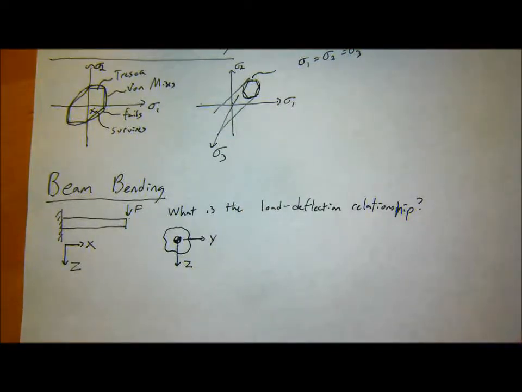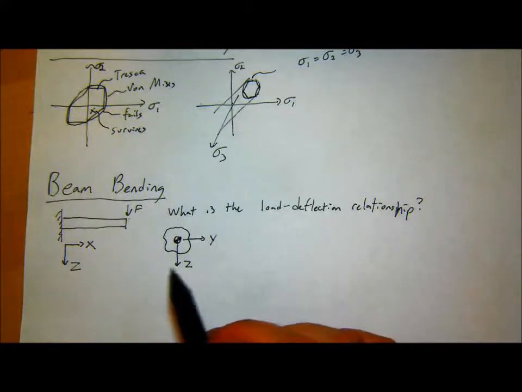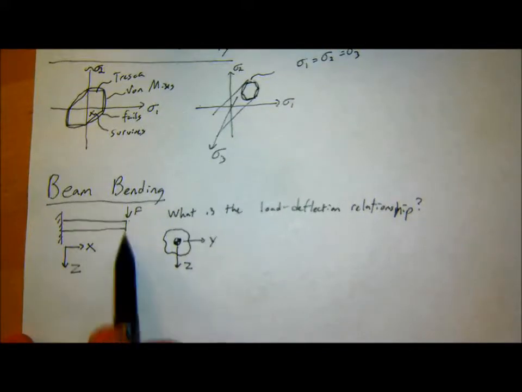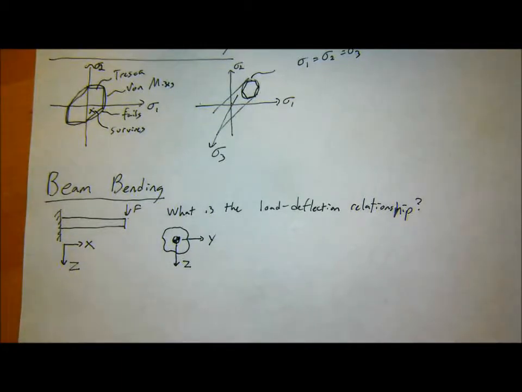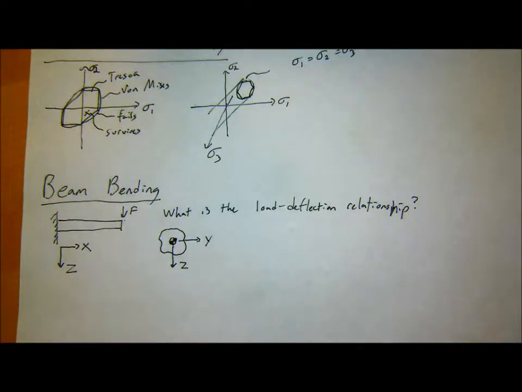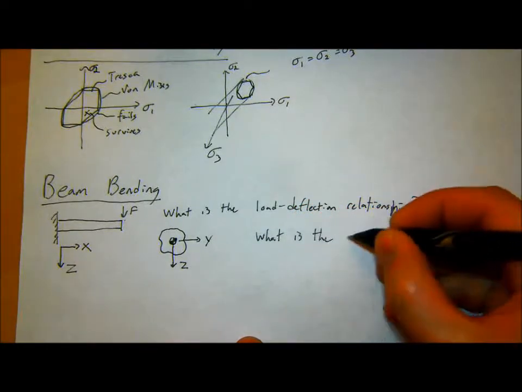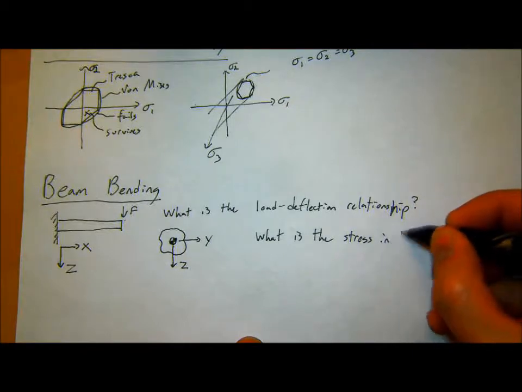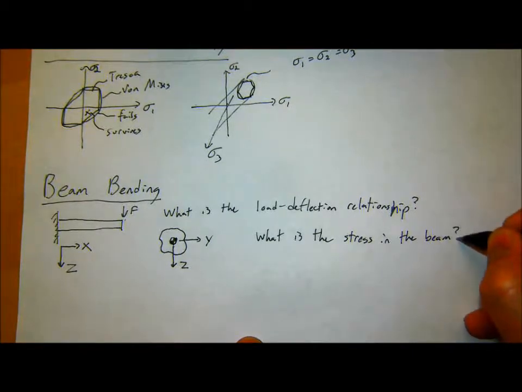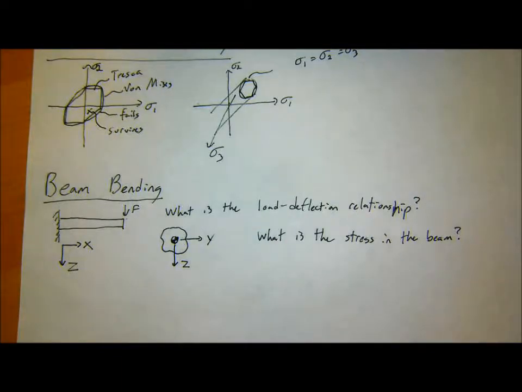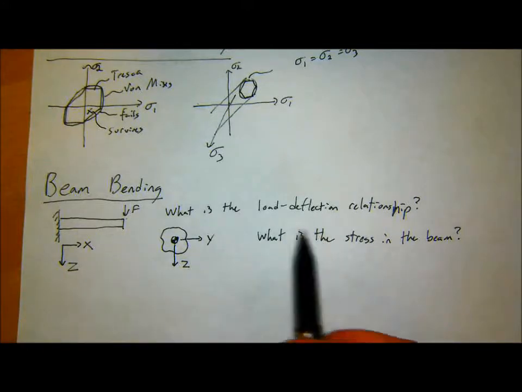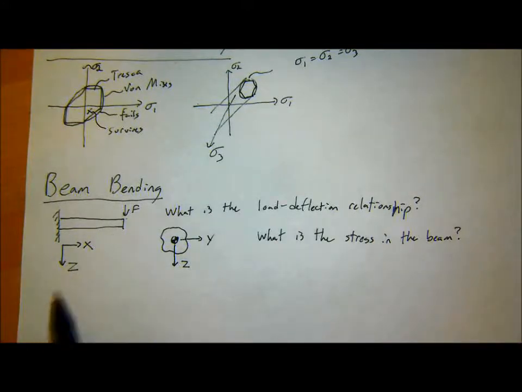So I want to find, if I have some arbitrary cross-section beam, how it deflects based on the force that I'm applying to it. And that's kind of the goal for beam theory. On top of that, once I can figure out the load deflection relationship, I also want to know what is the stress in the beam. So these are kind of the two important quantities that you're pulling out of this beam theory. It's with some force, how much does it deflect given the boundary conditions, and with that force and those boundary conditions, how much stress is in there.